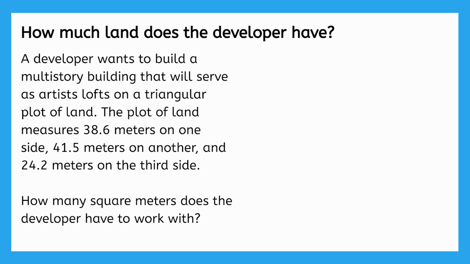Here's the final question to answer. A developer wants to build a multi-story building that will serve as artist lofts on a triangular plot of land. The plot of land measures 38.6 meters on one side, 41.5 meters on another, and 24.2 meters on the third side. How many square meters does the developer have to work with? Try drawing a rough sketch of this plot of land and determine which theorem or formula you've learned that will help you answer the question.